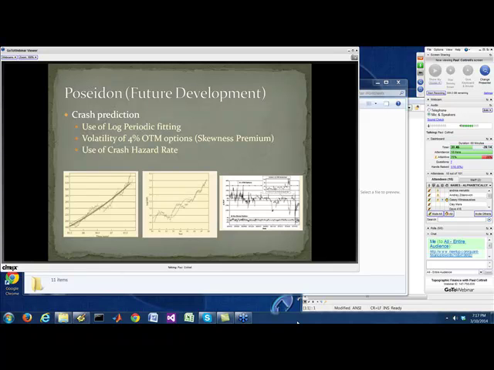So the chart on the left is showing 2 years worth of data being fitted in that method, while the middle chart is showing 8 years of data showing the log periodic fitting method.